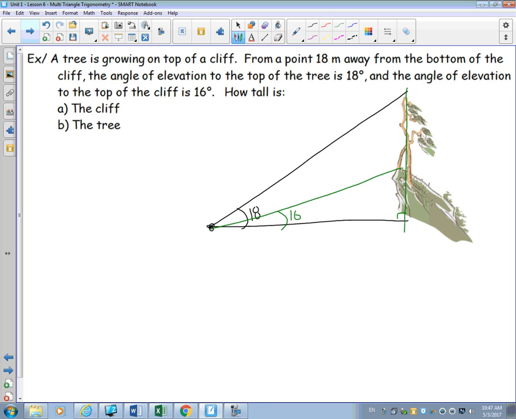Now this one's a little bit trickier. Okay, so I'm actually going to separate my diagrams. I'm hoping you guys would agree. The very first line we drew with the 18 would go all the way to the top of the tree. And it also said that we are 18 meters away from the bottom of the cliff. So I forgot to put that in the diagram there. Let's put this in. Okay, so this is the tree plus the cliff.